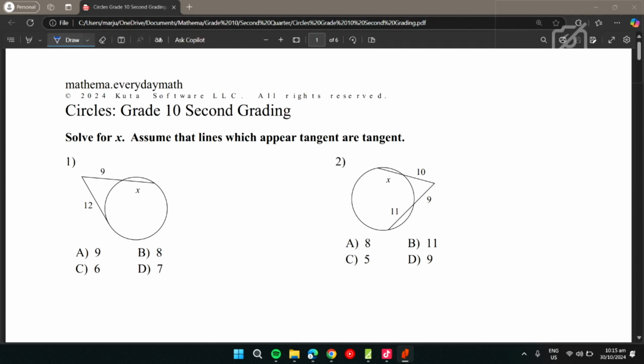So based on the theorems, no? If you are not familiar with the theorems, I'm suggesting that you will go back to the video posted on the different theorems. Nandyan po yan lahat. Aralin mo yun so that it will be easier for you to follow yung ating gagawin this morning.